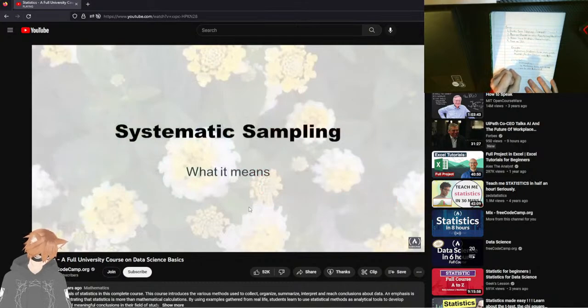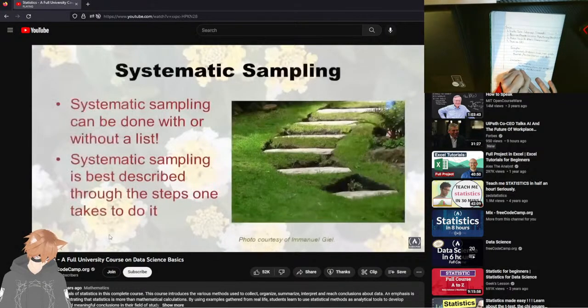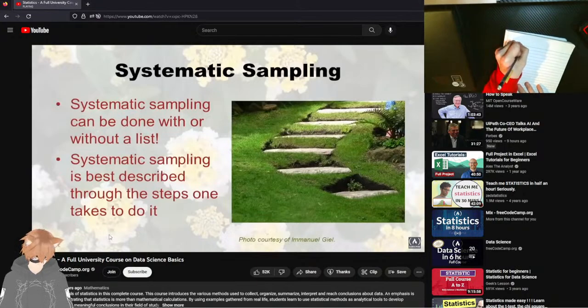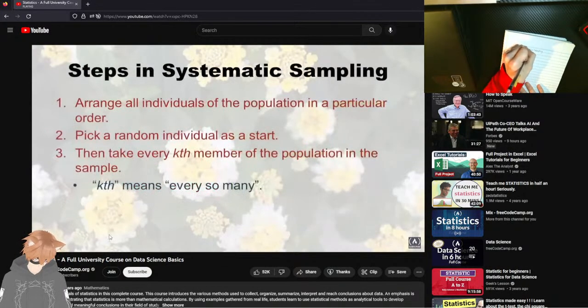Alrighty, now we are going to move on to talk about systematic sampling. Okay, well, systematic sampling actually can be done with or without a list. It's a little more flexible than the kind of sampling we've been talking about. Systematic sampling, it's easier for me to define it by describing the steps you go through to do it. So I'm just going to explain how to do it, and then you'll understand it. In fact, you'll understand why it's called systematic.